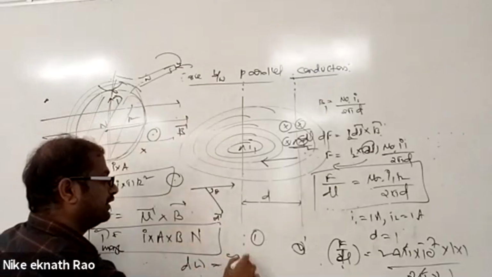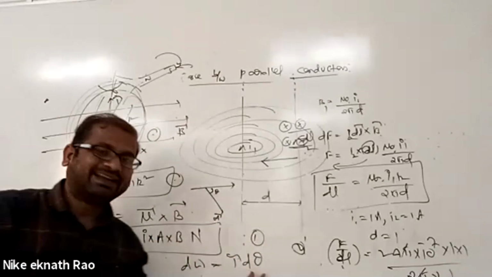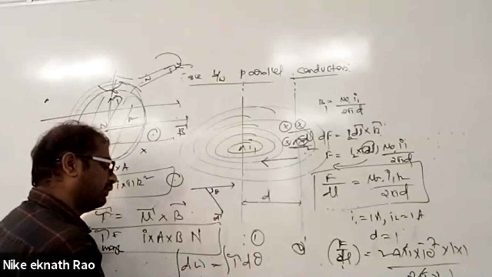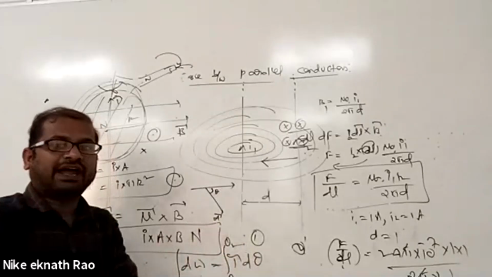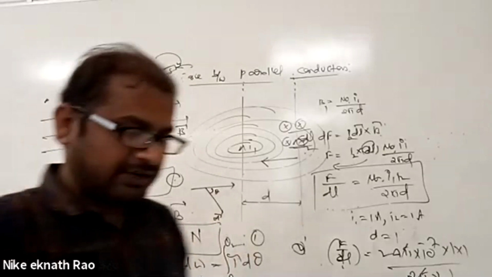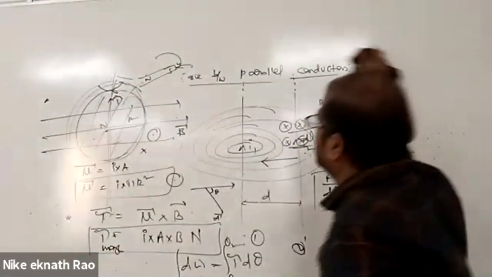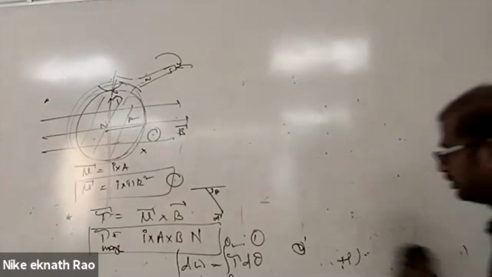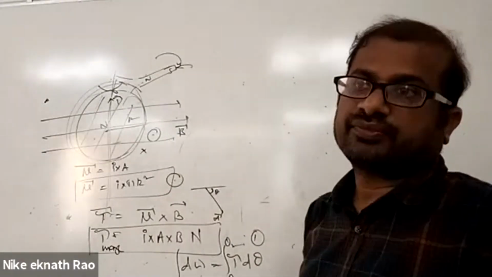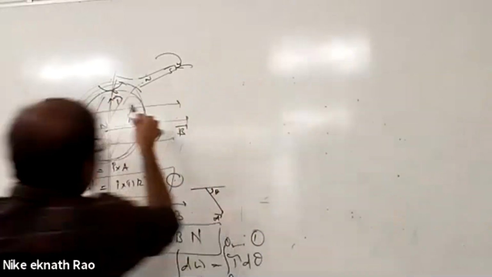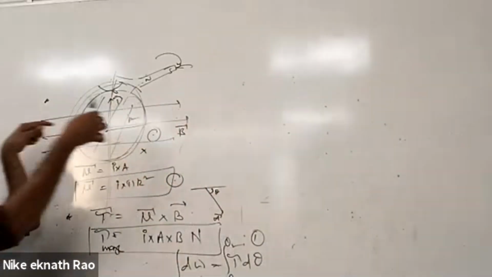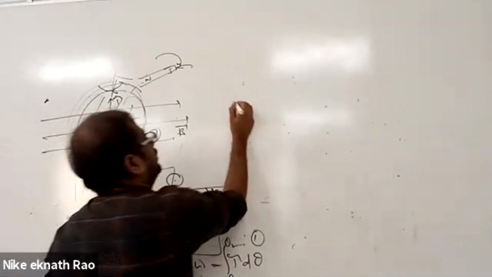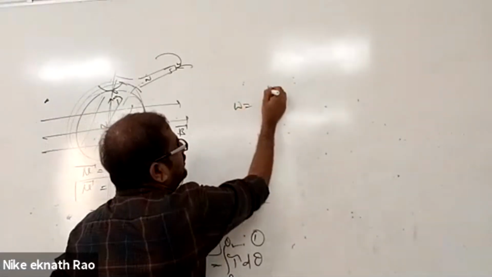dW is equal to tau d theta. If I want to rotate through a small angle d theta, that is the work done dW. The total work done in rotating through some angle, theta 1 initial to theta 2 final, requires integration. Yes or no? So you are rotating in this way, and the work done against the restoring torque is tau d theta. So total work done is the integration from theta 1 to theta 2.